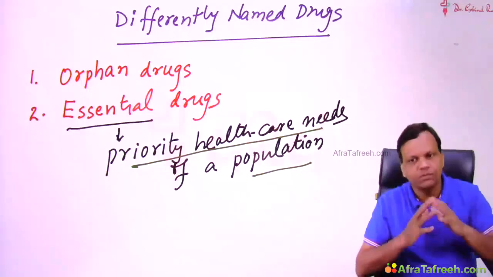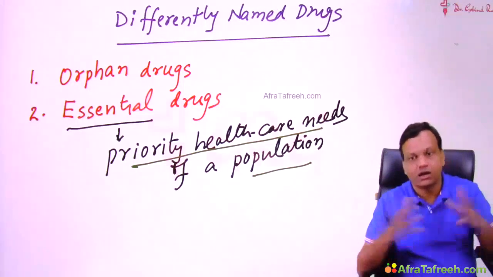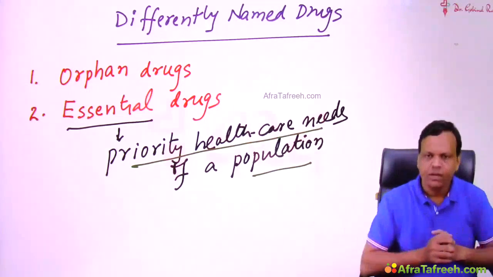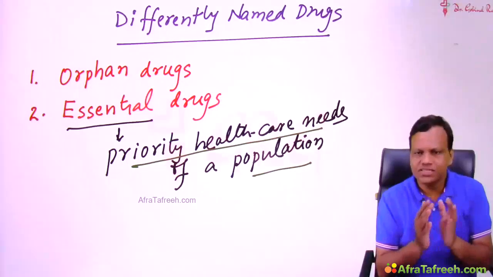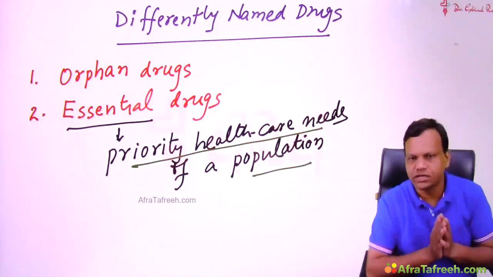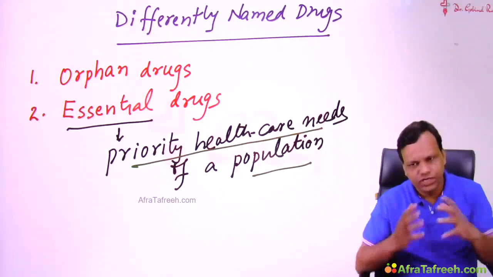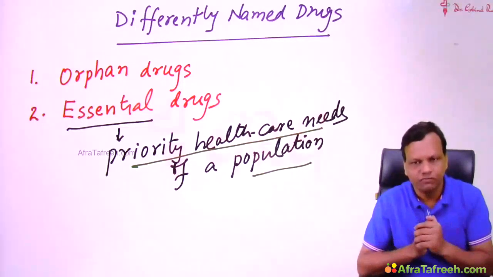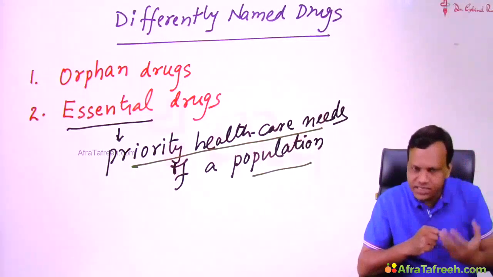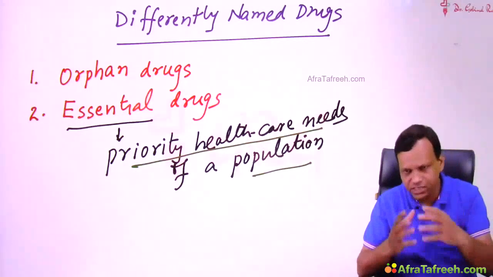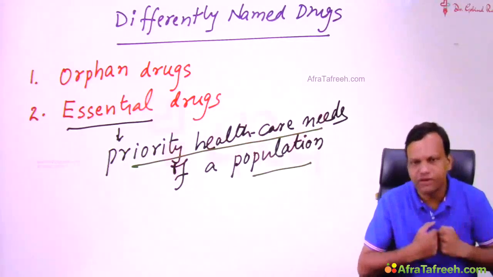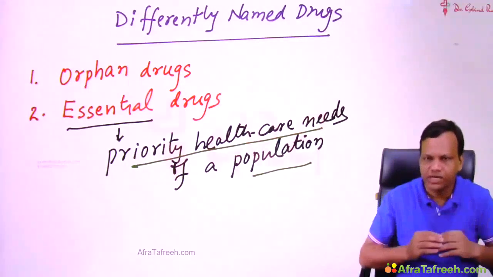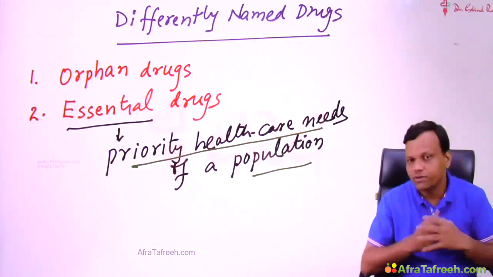The population may be as large as a country, like essential medicines of India. But the population may be as small as a family, like essential drugs for my family. So we need to first define a population. Then in that population, we will write the diseases, incidence and prevalence wise. Like I can take the example, suppose in my family, a person is there with hypertension, so antihypertensive drugs become essential for my family.